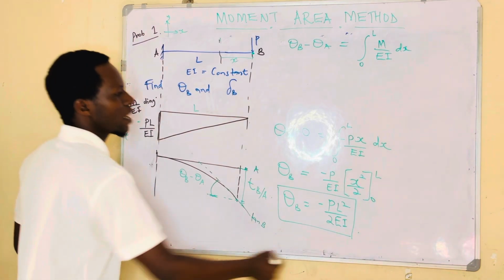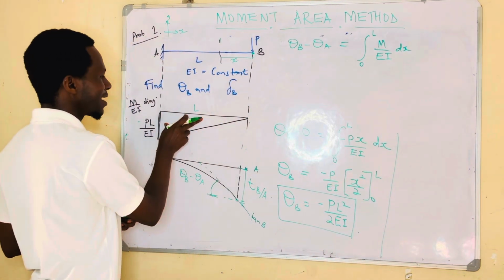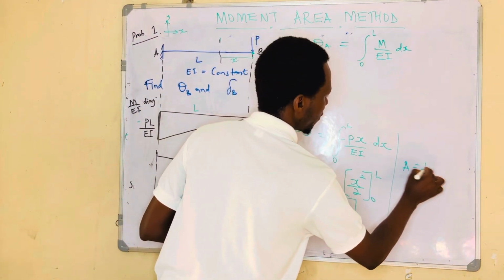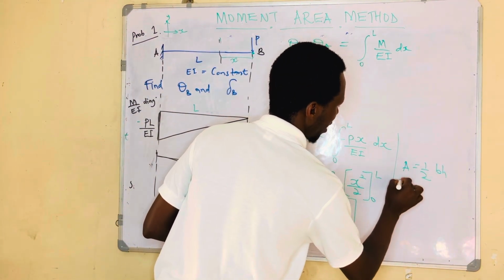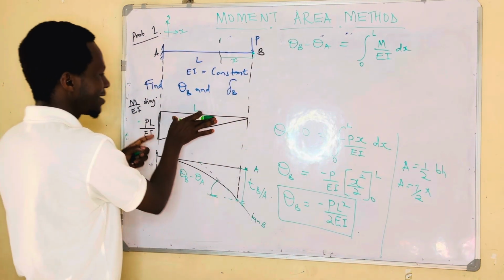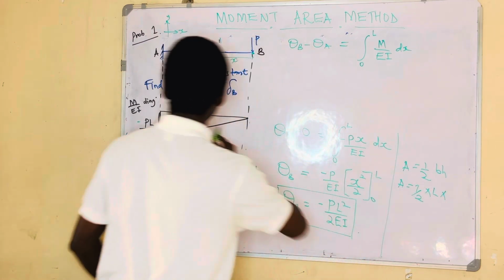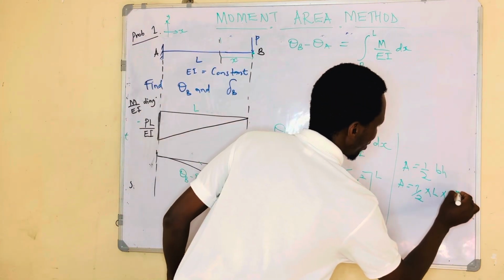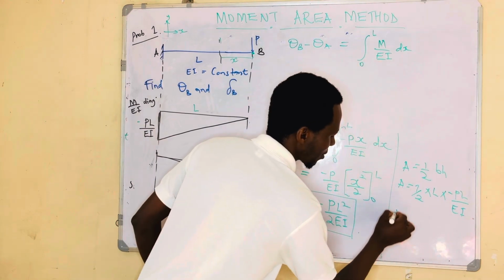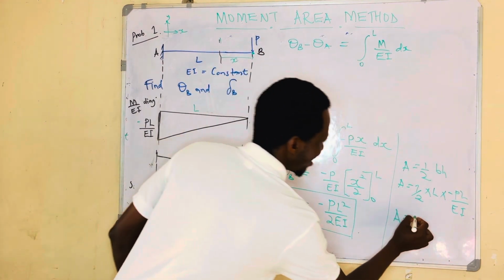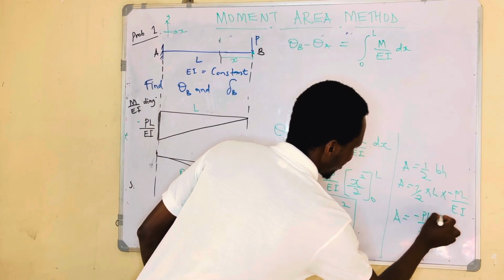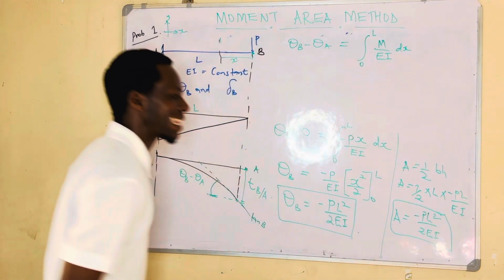Now if someone had not chosen that, and just decided to get the area, this is a triangle, so the area of a triangle is half base times height. So the area is going to be half times, what is our base? Let's say the base is L, times what is this height? The height is negative PL by EI, right? So someone could also arrive at this answer: minus PL squared by 2 EI, because the theorem says like that.